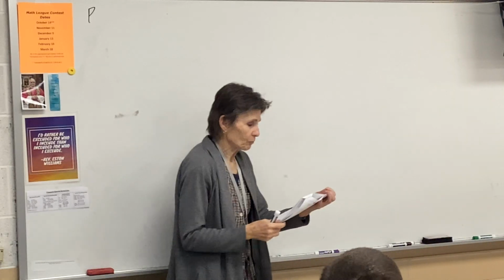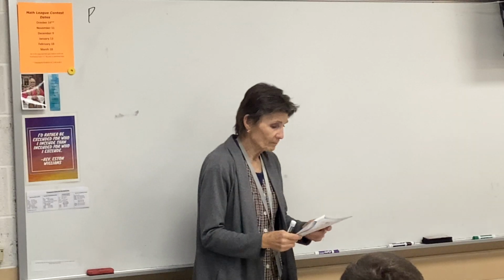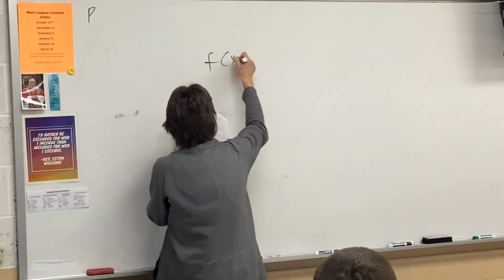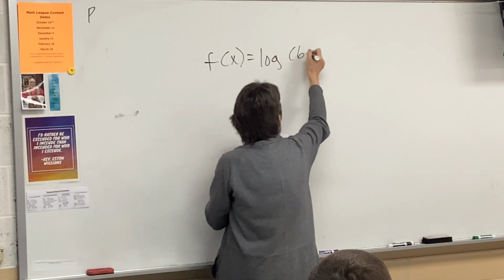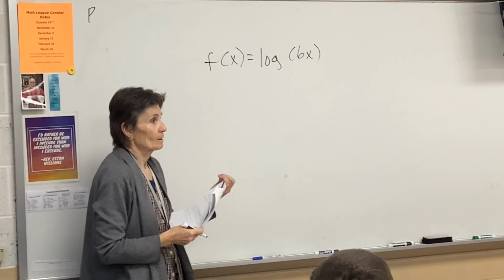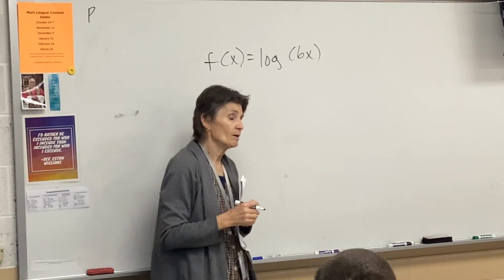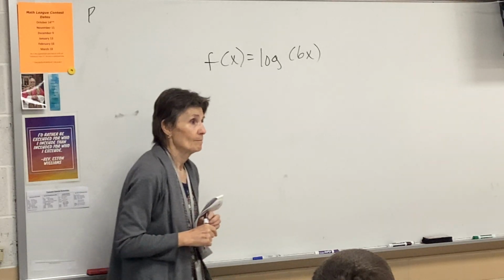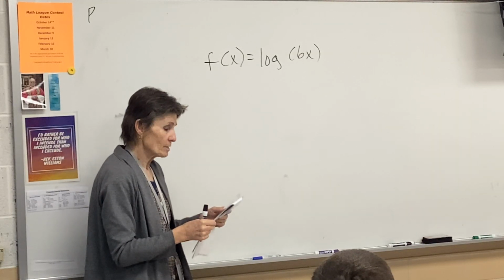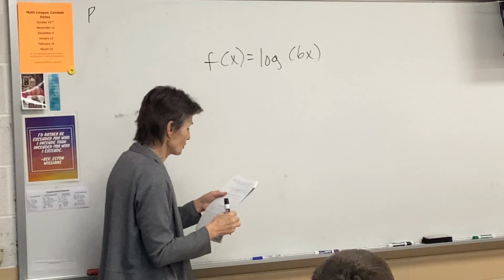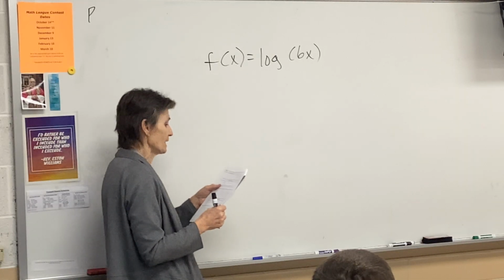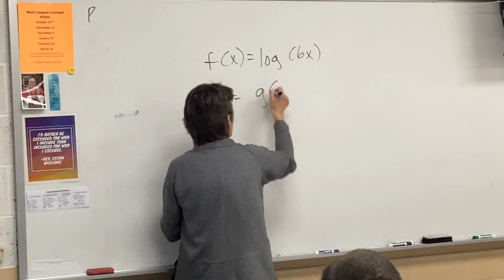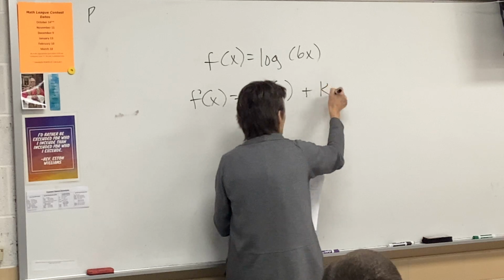Okay, example 3. These are our 212 notes. This function has a horizontal dilation. Would you agree with that? Yep, you put a coefficient, a multiplier on x. That is a horizontal dilation by a factor of what? 1/6. Okay. Directions say, show that f can also be written as a vertical translation. So we want f of x, which is this guy right here, to be some other function plus k.